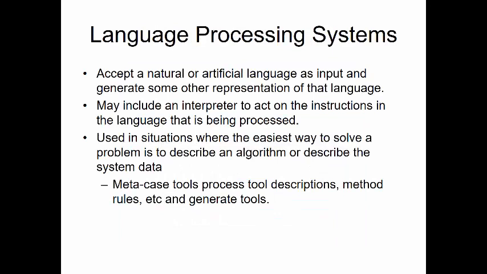Language processing systems accept a natural or artificial language as input and generate some other representation of that language. You can think of this, for example, as a compiler that would take your third generation programming language and turn it into machine code. Or it could include an interpreter to act on instructions in the language that is being processed. Used in situations where the easiest way to solve a problem is to describe an algorithm or describe the system data.